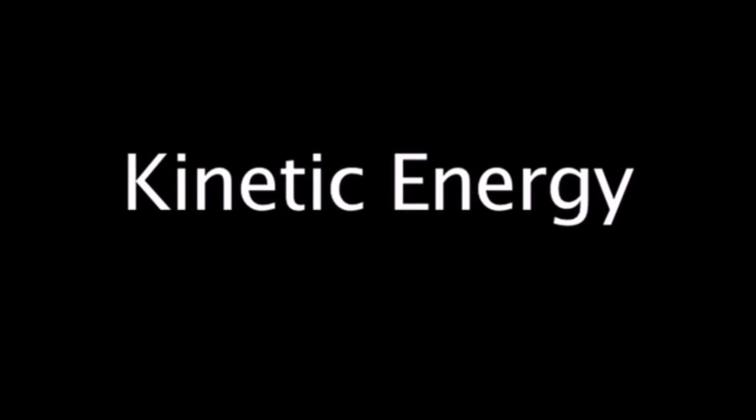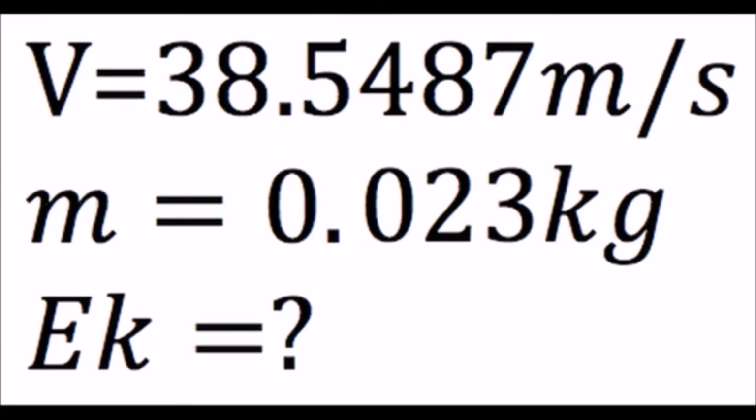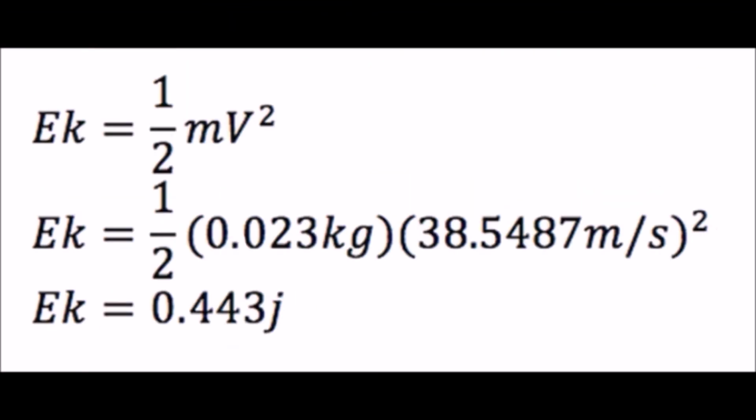Kinetic energy. For my givens list, the velocity is 38.5487 meters per second, and the mass is 0.023 kilograms. Now we have to find the kinetic energy. To figure this out, I use the equation kinetic energy equals 1/2 mass times velocity squared. After doing all my calculations, I figured out the kinetic energy is 0.443 joules.